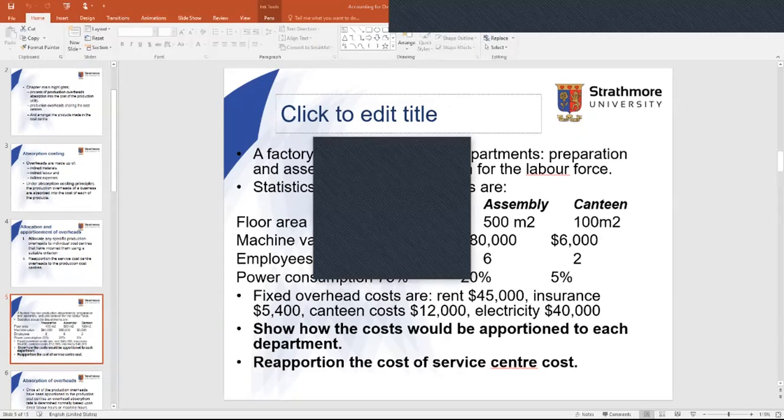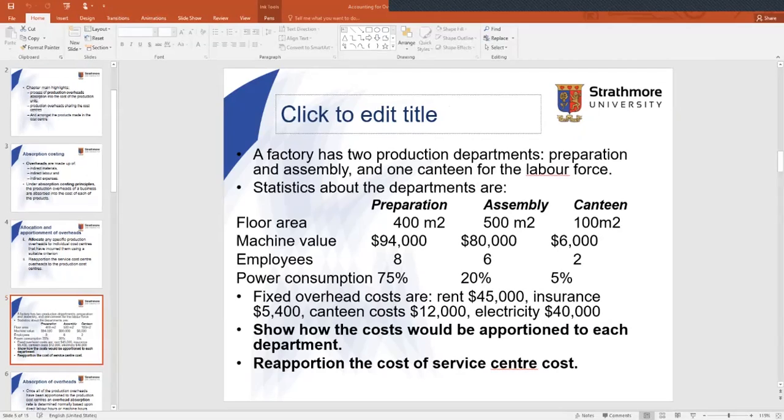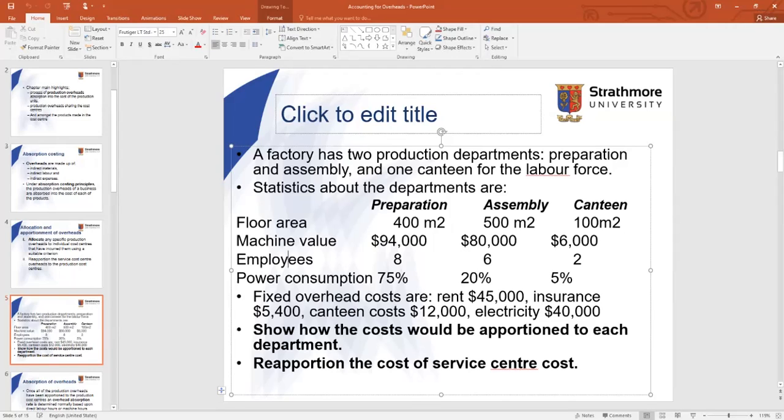For instance, how do we pay rent? It's based on the floor area. That is the reality. Insurance: how do you pay insurance for your machines? It's based on the value of the machine. Maybe the case of the canteen cost: measure the number of employees, because the canteen is there to serve the employees. It's not there to serve the machines. Therefore, the cost of the canteen ought to be allocated based on the number of employees. So this is what we discussed yesterday.